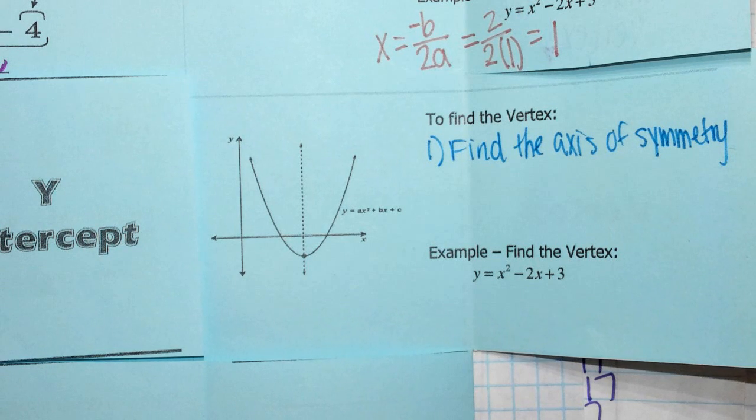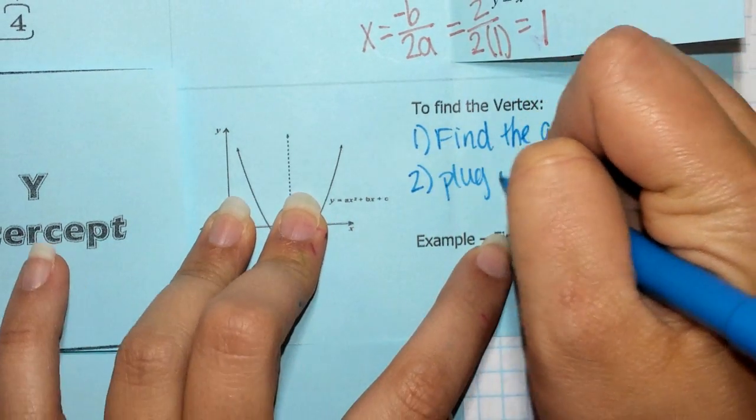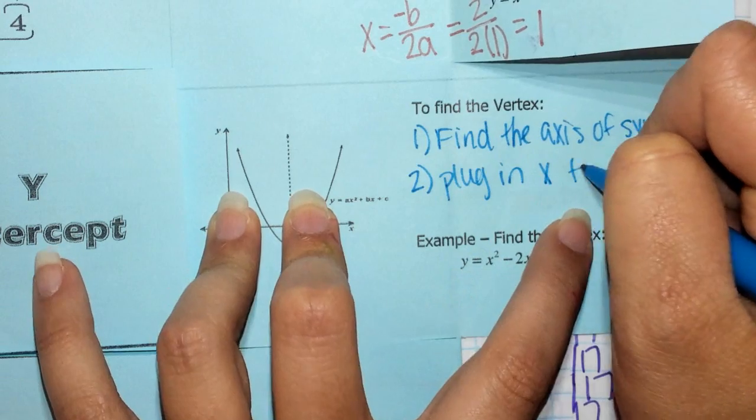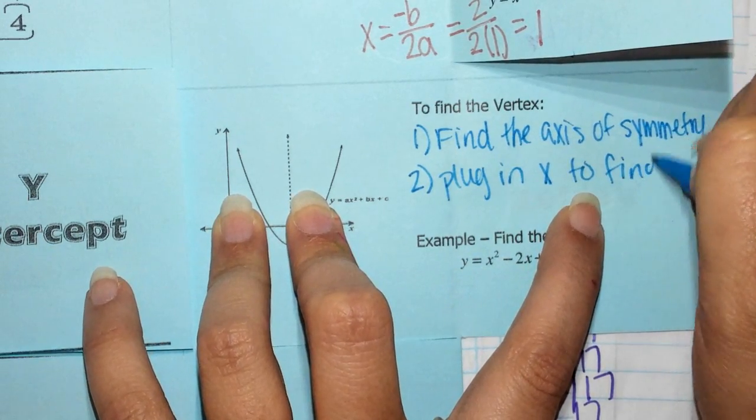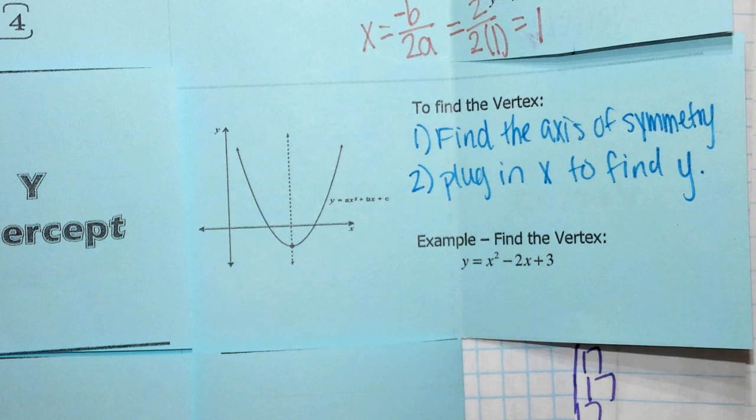Okay, thank you. Then, after you find x and what x equals, you take that and you plug it into your equation. So then step 2 is plug in x to find y. And that's like a general thing, right? If I need you to find any y value, you plug in its x value. So you do that every single time.